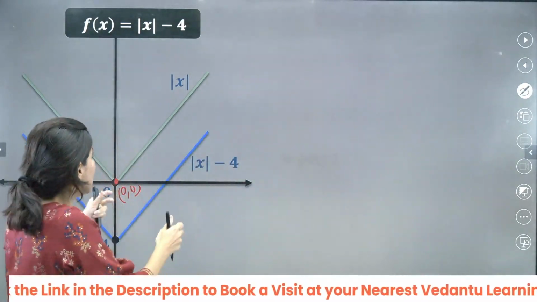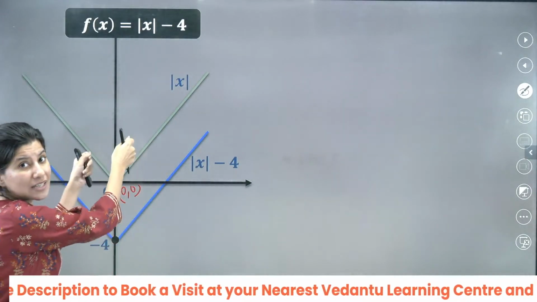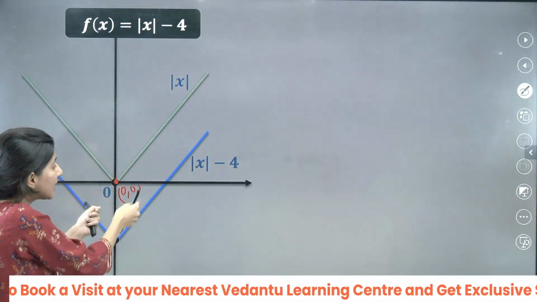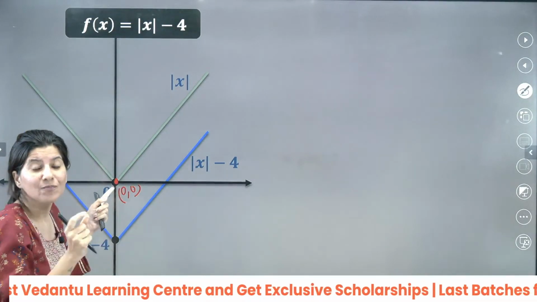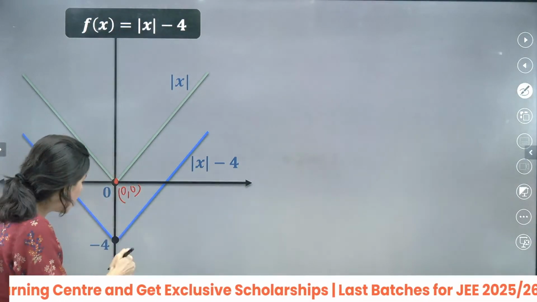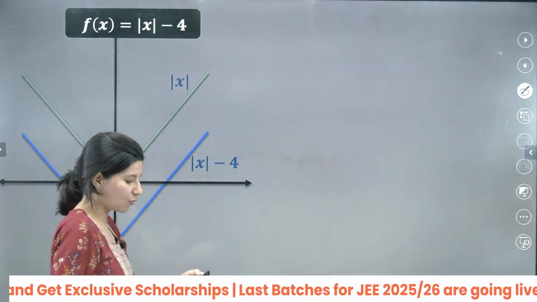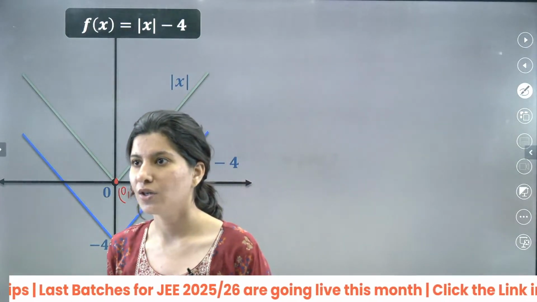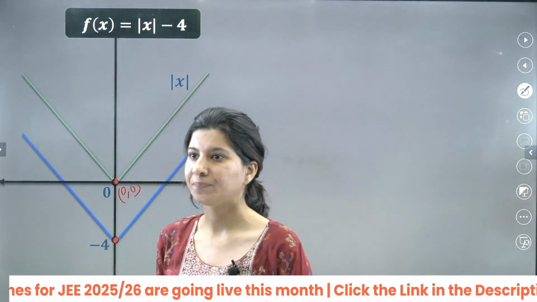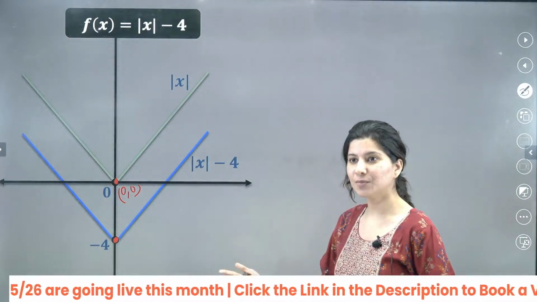What we need to do is drag this curve, drag this graph 4 units down. So now earlier the point was at 0, and now the point will be at minus 4. Yes? All right. Clear? So mod x minus 4.